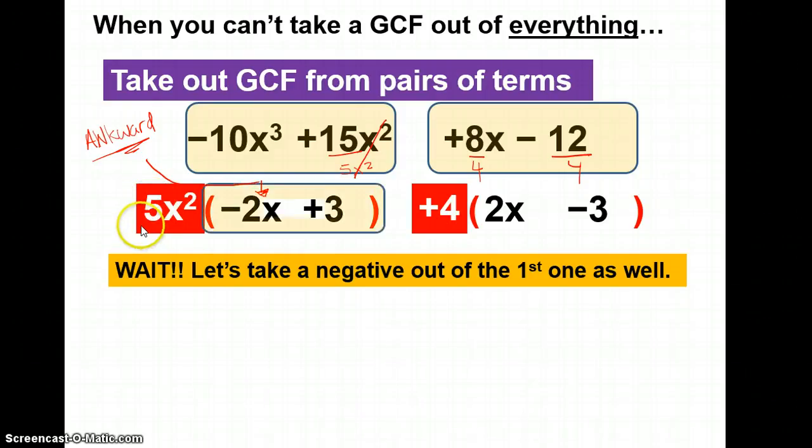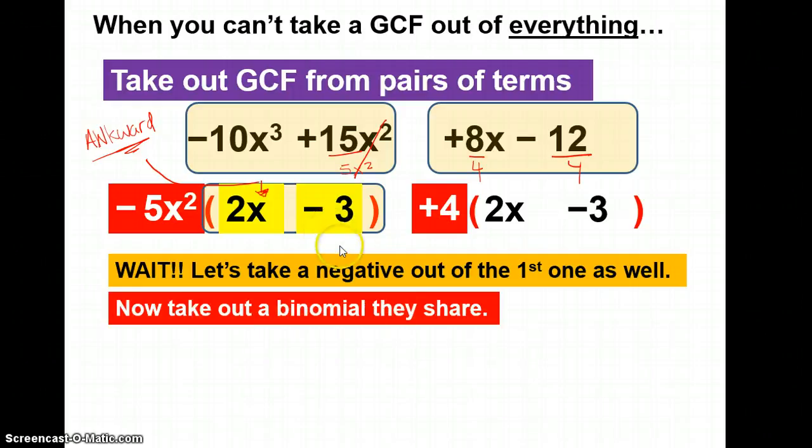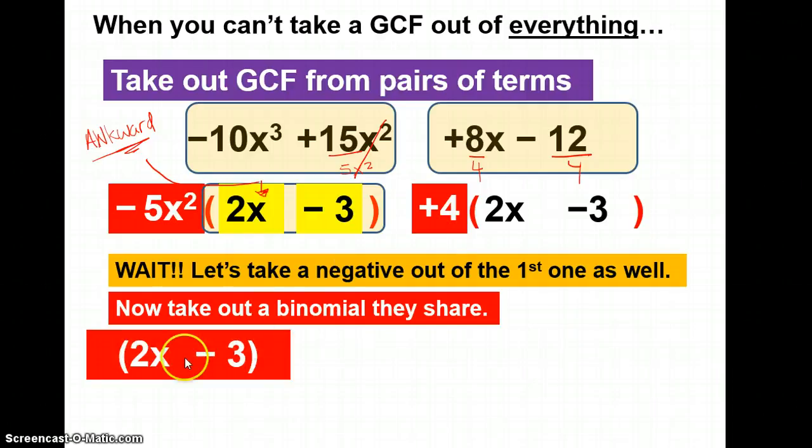Let's go ahead and divide out a negative. If I divide out a negative, what's going to happen to that? It's going to turn into a positive. And if I divide out a negative from here, what's going to happen to that 3? It's going to be a negative as well. So now I have binomials that they share, and I can take out that binomial 2x minus 3, right? And I'm left with whatever is left over, which is negative 5x squared plus 4.